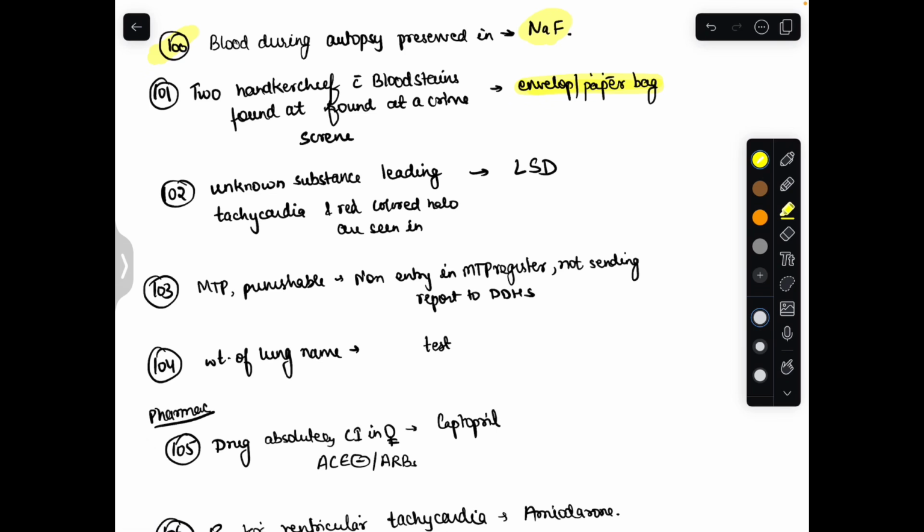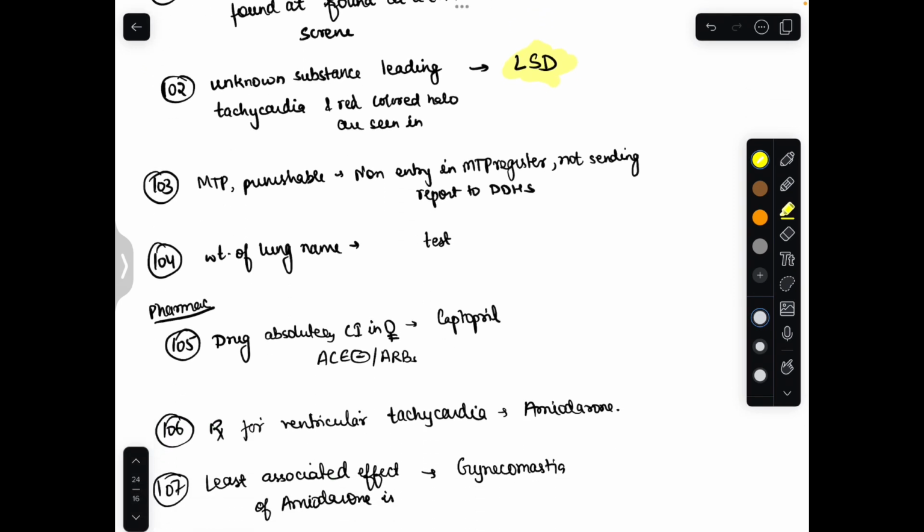Okay. Now for the unknown substance, tachycardia and red colored halos are seen in LSD. So for the unknown substance, tachycardia and red colored halos will be seen there, then the correct answer is LSD. Okay. For MTP, which is punishable? Non-entry in the MTP register and not sending the report to DDHS, that one is the correct answer.